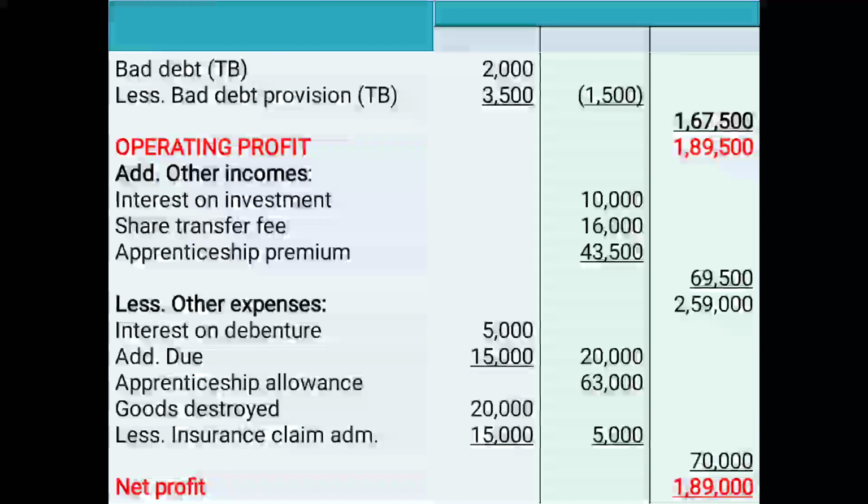Now other heads are available. Add other incomes. In this creative question, interest on investment taka 10,000 already charged. Share transfer fee from trial balance taka 16,000. Apprenticeship premium taka 43,500 from trial balance. You can get the total amount of other incomes, taka 69,500, written in the outer column. At this moment total amount 1,89,500 add 69,500, total taka 2,59,000.